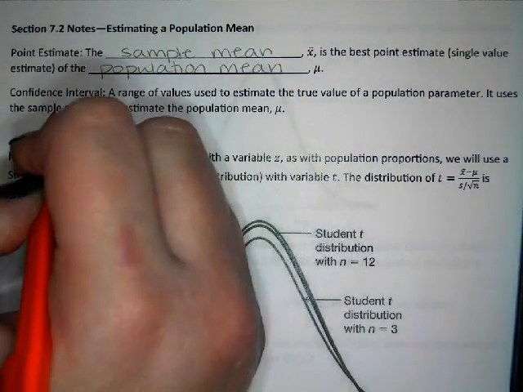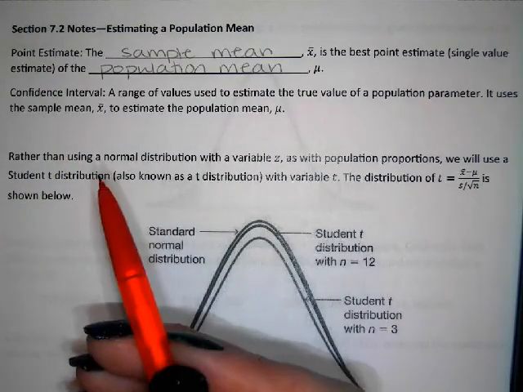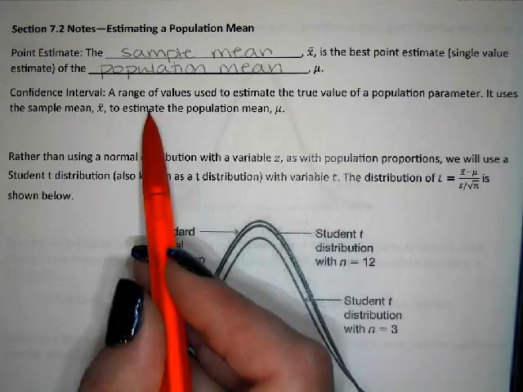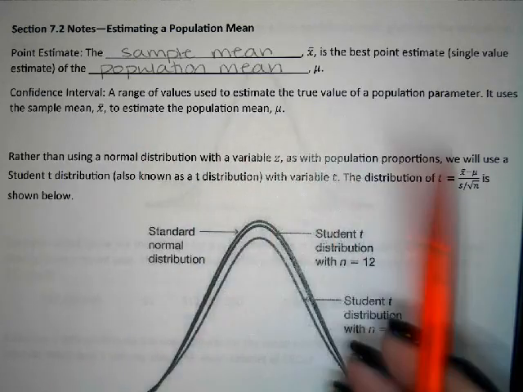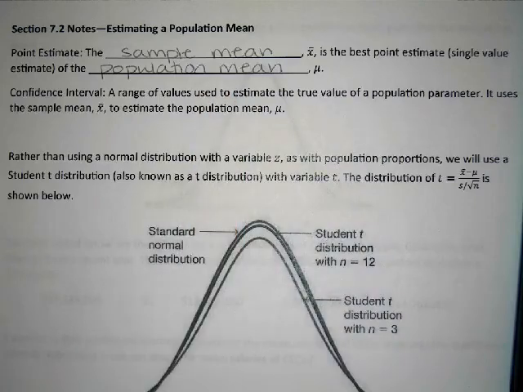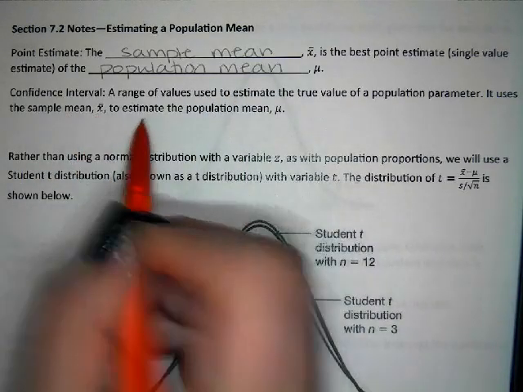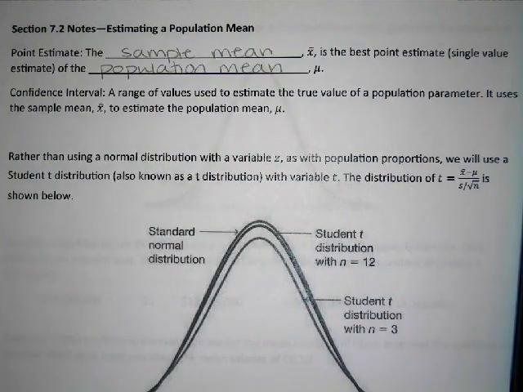Our other estimate is a confidence interval, and this is just going to be a more accurate estimate because it's going to give us a range of values used to estimate the true value of the population parameter. In this case, the parameter that we're looking at is the population mean. So it's going to use the sample mean, X bar, to estimate the population mean, which is mu.